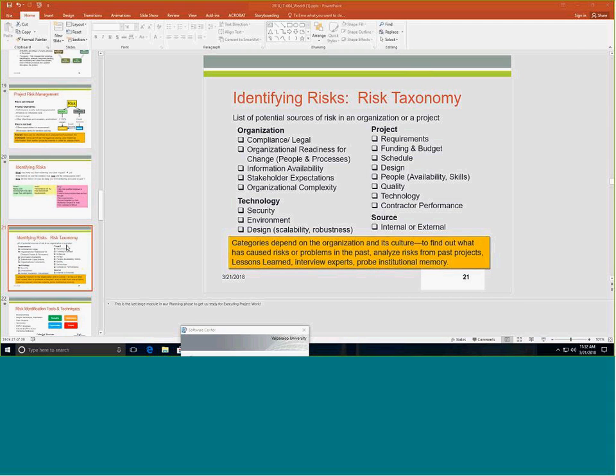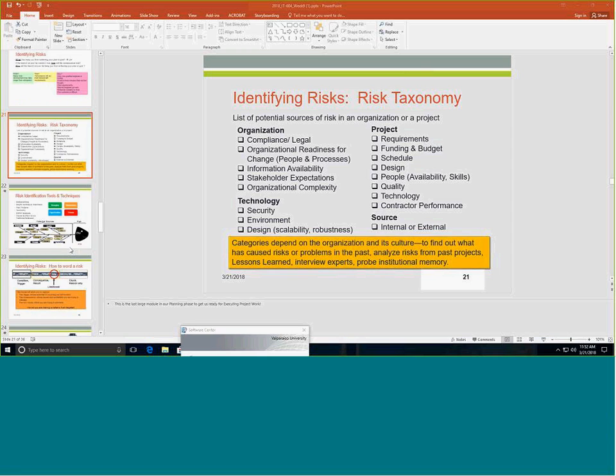It's very important, as you go into an organization as a new project manager, to talk to more seasoned project managers in that organization to understand what has gone wrong and in which areas previous projects have gone wrong, so that you can immediately apply these lessons learned to your current project and get it off to a good start, right?